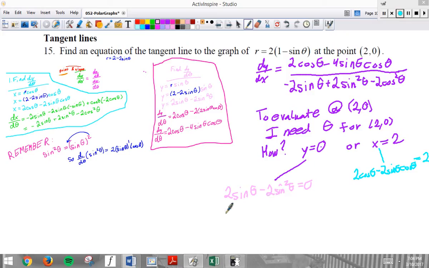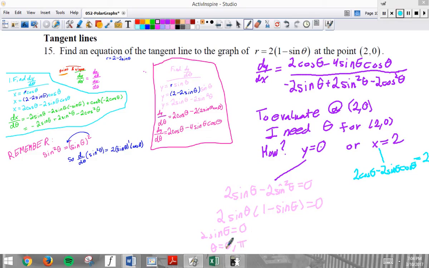Alright. Factor 2 sine out. You would get 1 minus sine theta equals 0. You might be saying there's two solutions, but only one will work. So 2 sine theta equals 0. There are two trig values that give us 0. Let's check the first one. Theta equals 0 or theta equals pi.